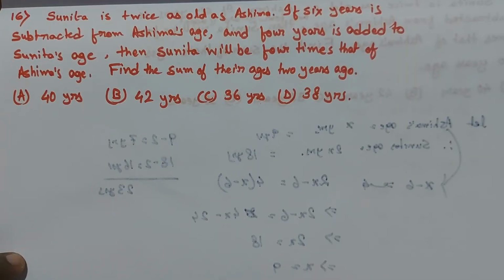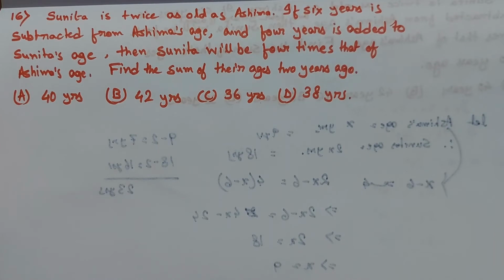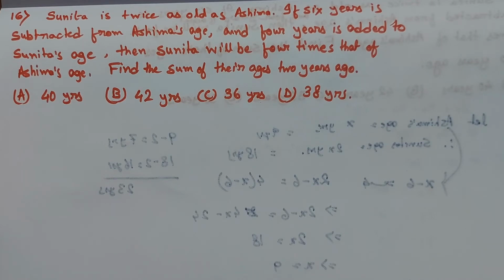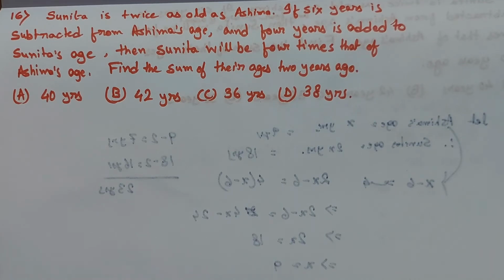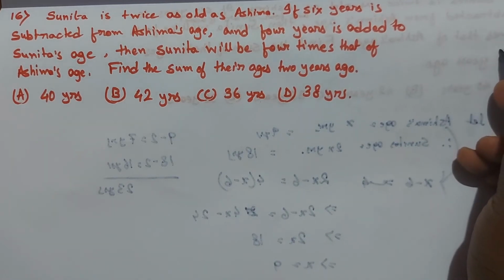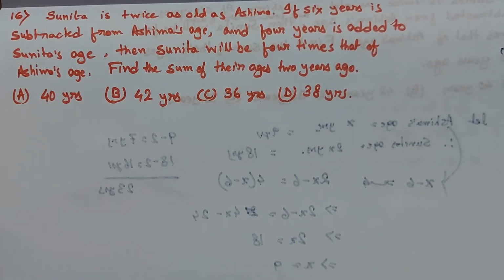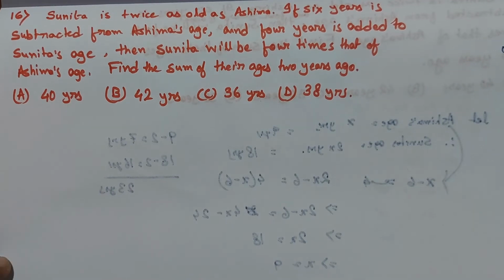The question is: Sunita is twice as old as Osima. If 6 years is subtracted from Osima's age and 4 years is added to Sunita's age, then Sunita will be 4 times Osima's age. Find the sum of their ages 2 years ago.